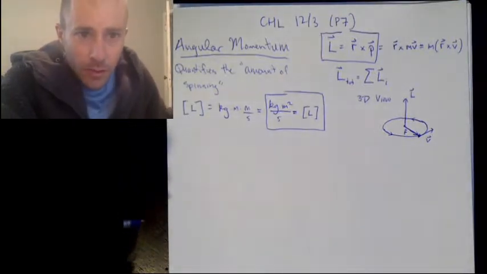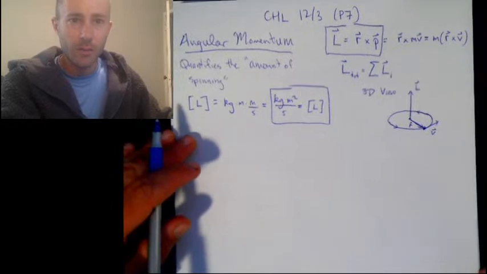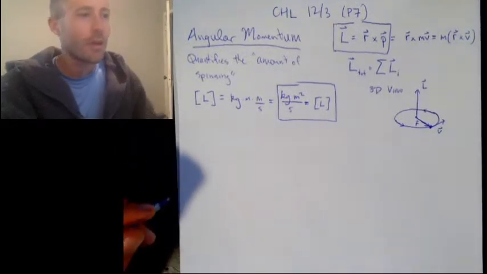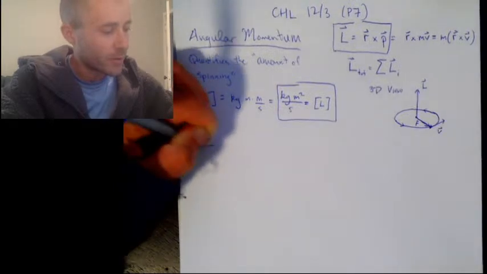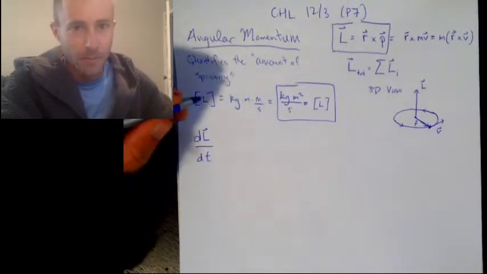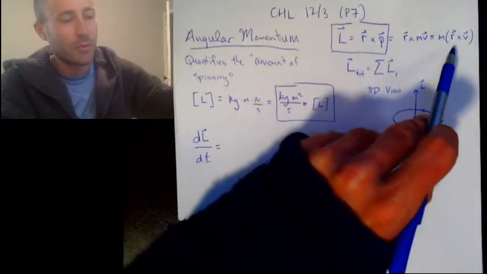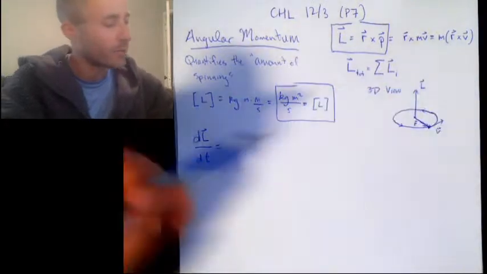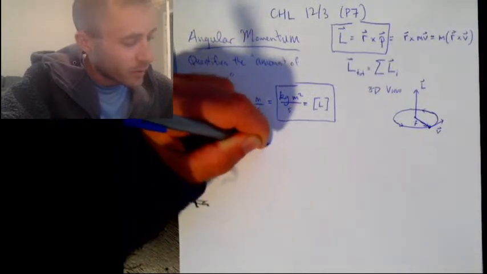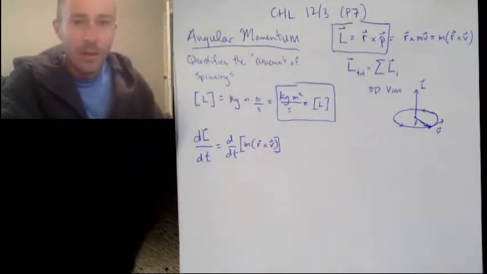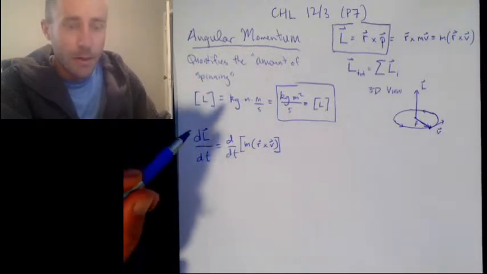So why is angular momentum useful to define? To understand why angular momentum is useful to define, I'm going to go ahead and take the derivative of the angular momentum with respect to time. So that's going to be the derivative, and all three of these are the same thing, but just for the purposes of this calculation, I'm going to use that version. So that's going to be the derivative of m times r cross v with respect to time. Now, this is a product of three things, so I'm going to use the product rule.